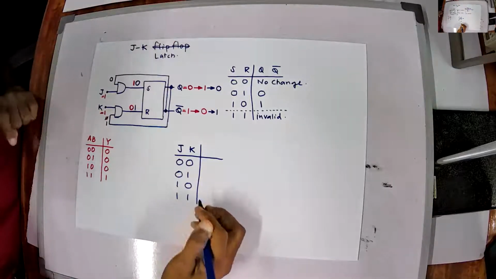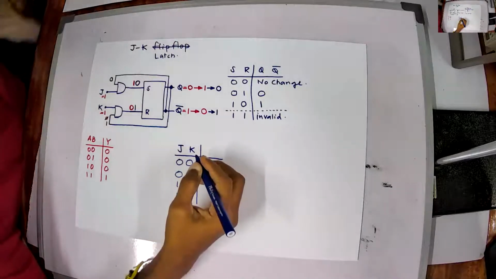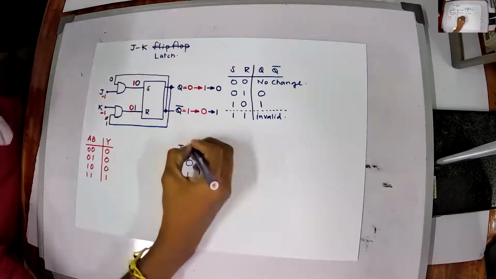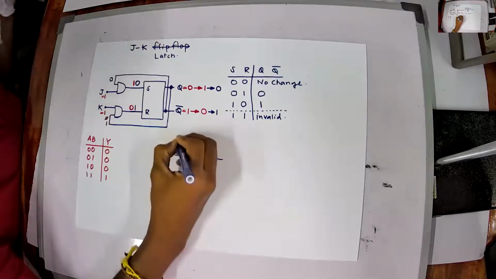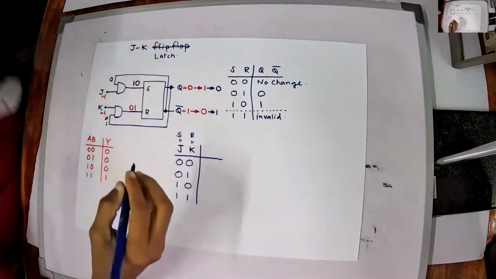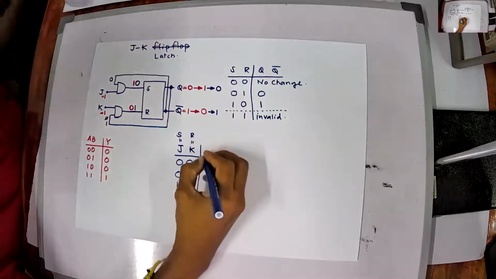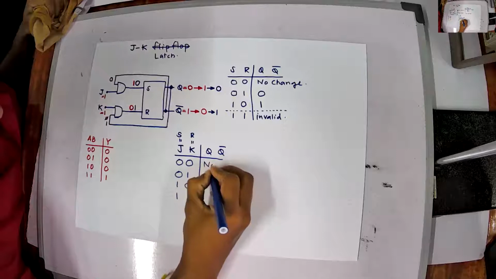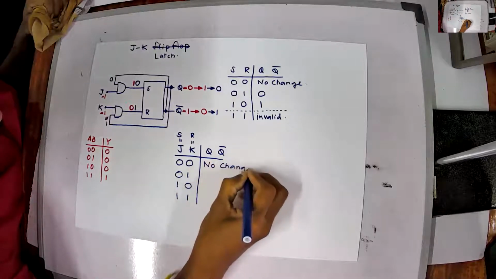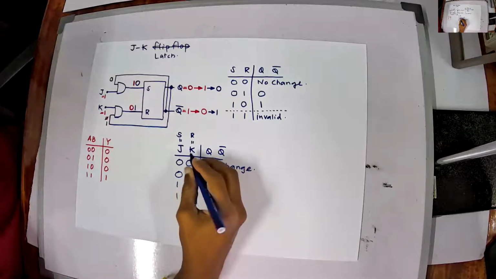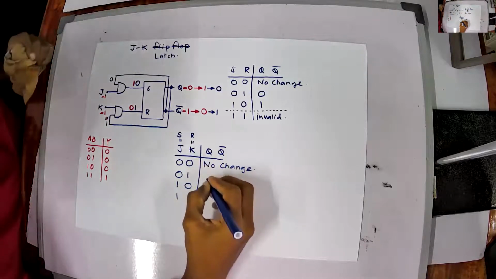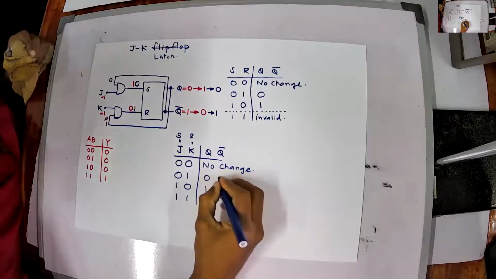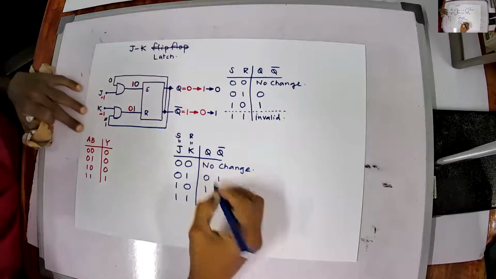K is actually equivalent to R and J is equivalent to S, based on the figure here. So this is Q and Q bar. When both are 0, this is no change. When K is 1, your reset is 1, so Q becomes 0, and when J is 1, that is set, so your Q becomes 1, hence it becomes 1 and 0. Q bar becomes 1 and 0.